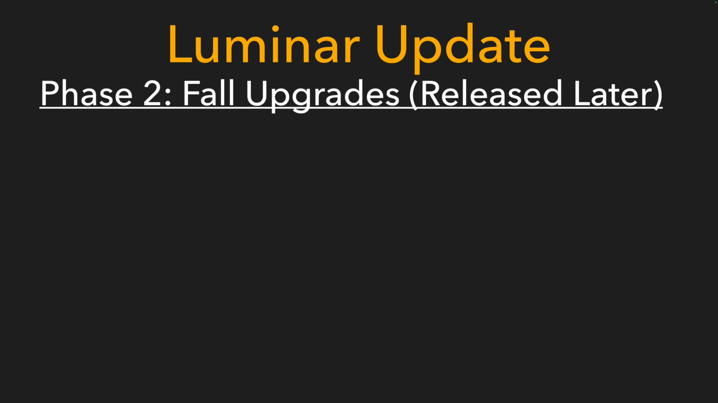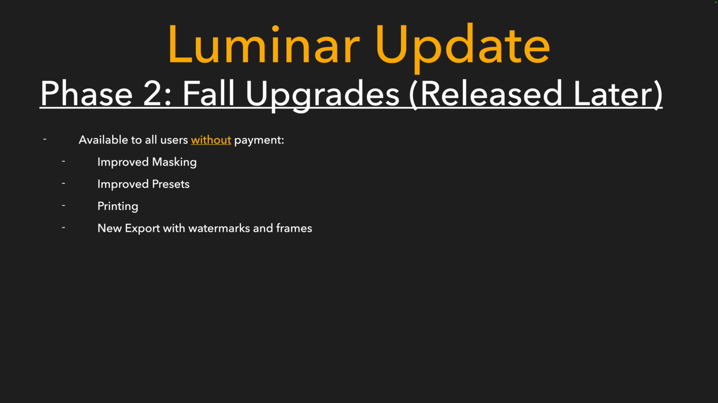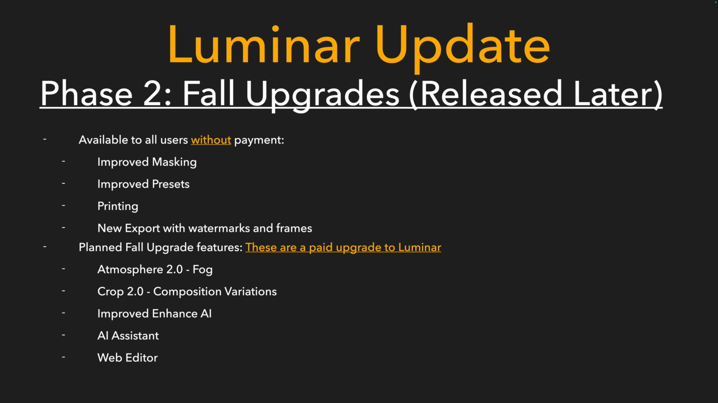We don't have a date on that yet, but let's take a look at what we get. Now, some of the features inside of phase 2 are going to be available without payment, and these are going to be more of the update to Luminar. That's going to be improved masking, improved presets, printing, and new export with watermarks and frames. Now, the paid features that are planned right now are Atmosphere 2.0 fog, Crop 2.0 composition variations, improved enhanced AI, AI assistant, and the web editor.